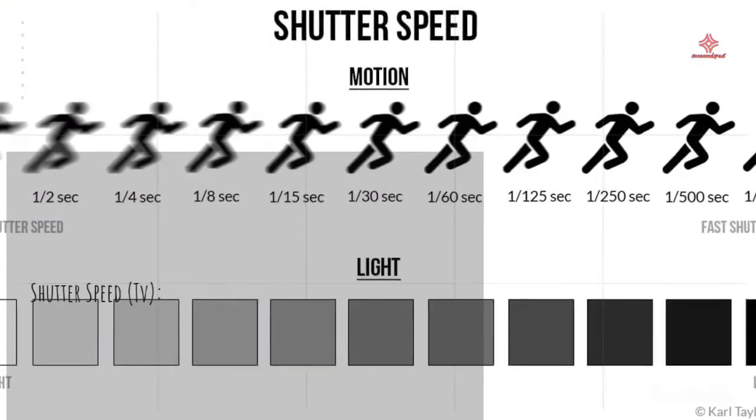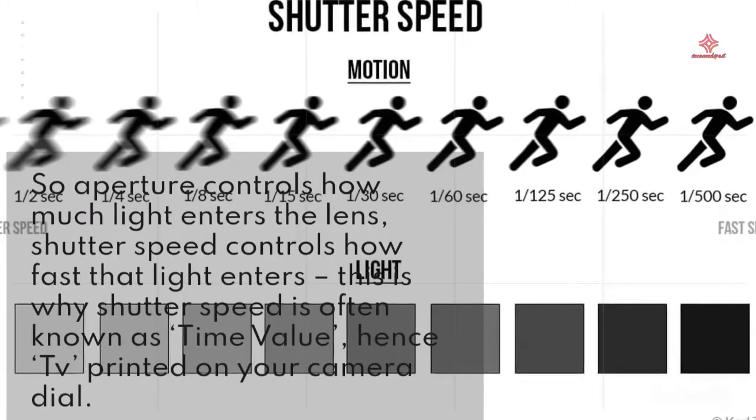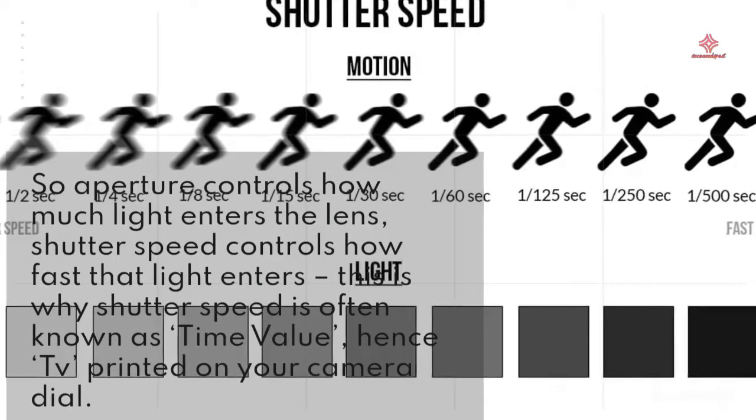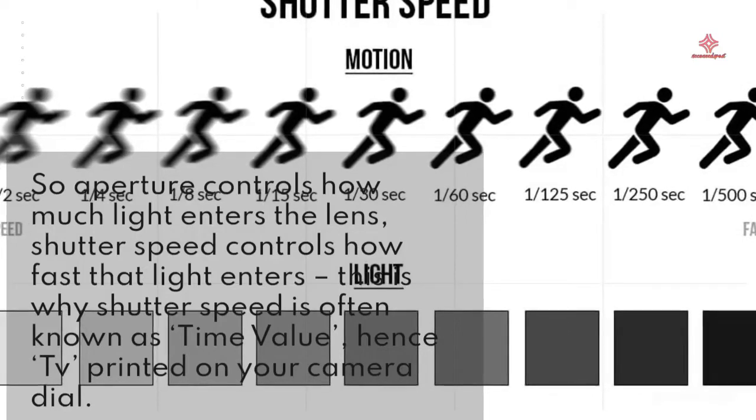Shutter speed, TV. So aperture controls how much light enters the lens, shutter speed controls how fast that light enters. This is why shutter speed is often known as time value, hence TV printed on your camera dial.